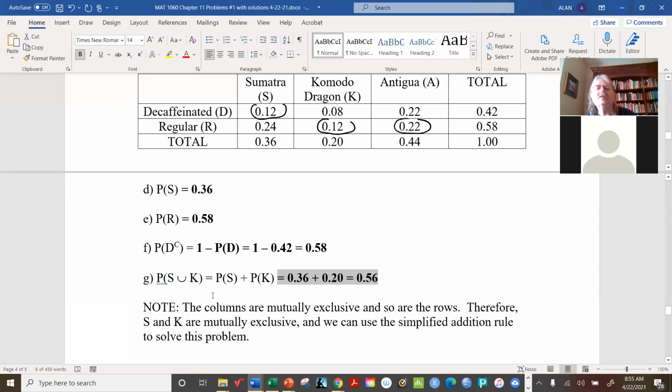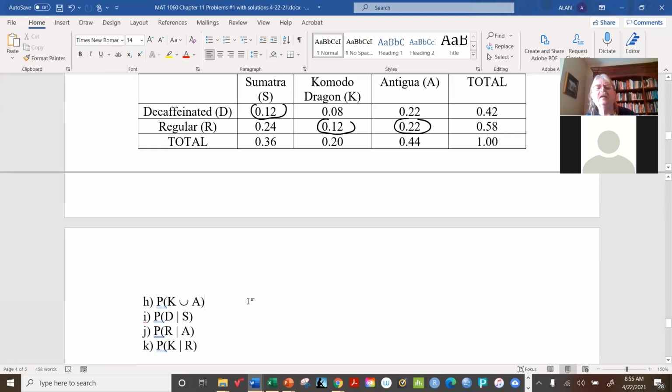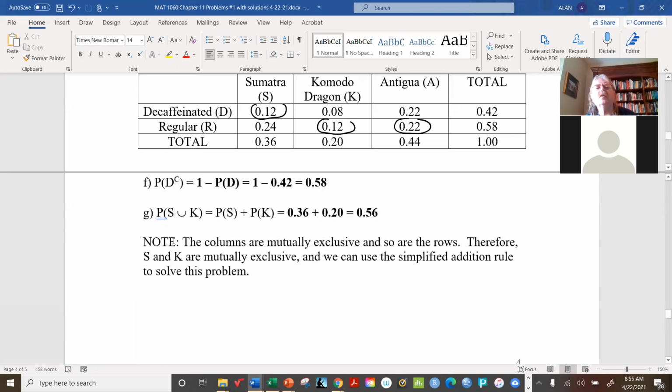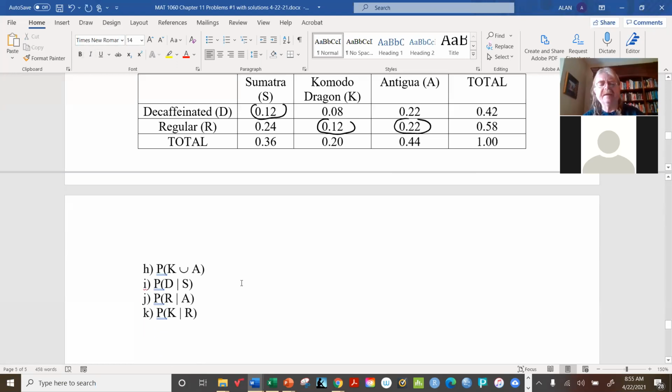Okay, so that's going to be true for all of these. There's a couple more down here, one more. And so what it means is that all you have to do is add up the two individual probabilities. So for example, K or A will be simply K plus A, the probability of K and the probability of A. So K is the column for Komodo dragons, which is 0.20, and A, Antigua, is 0.64.